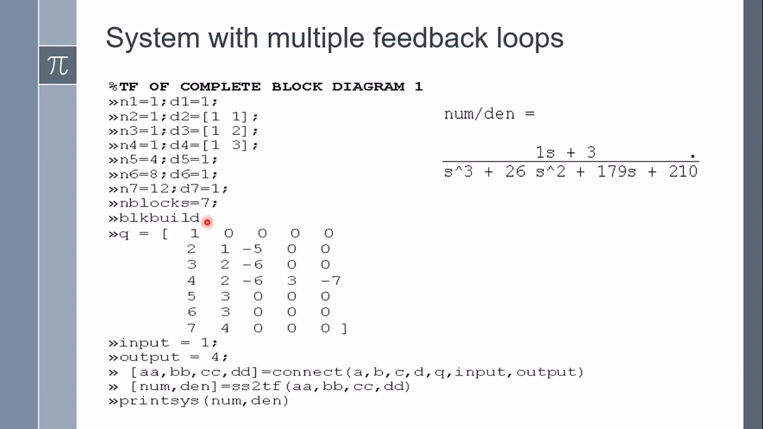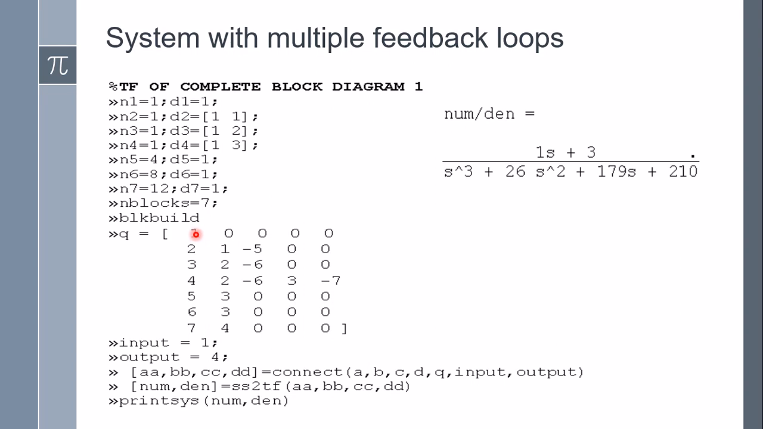Next I need to tell MATLAB how the several blocks are connected, and where each and every block is going to receive its input from. So in the first column, you see we have taken 1, 2, 3, 4, 5, 6, 7, which means I am defining a Q matrix in which the first column has the block numbers 1 to 7, and in the subsequent columns I give the information regarding where the particular block is going to take its input from.